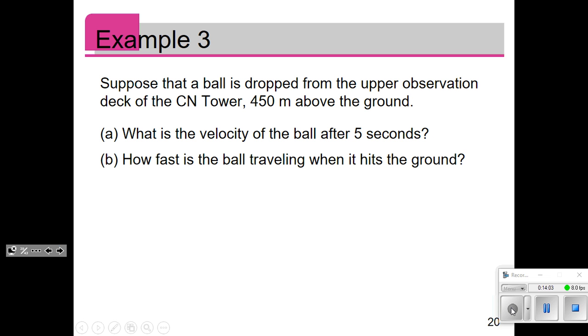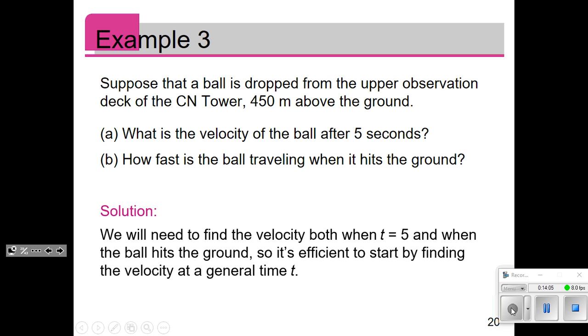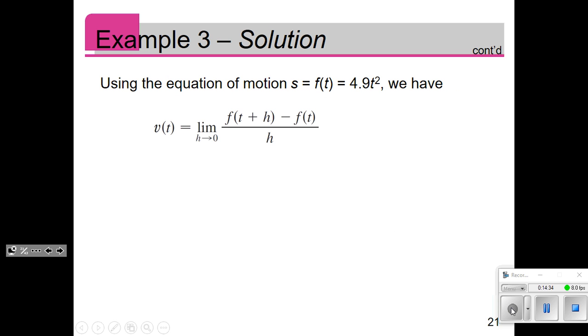Now, solution: we will need to find the velocity both when t equals 5 and when the ball hits the ground. So it's efficient to start by finding the velocity at a general time t. If we find the velocity for any time, so we just use t, we don't put in a real number yet, then once we find the velocity formula, if you will, then we can plug in t equals 5 and then t when the ball hits the ground.